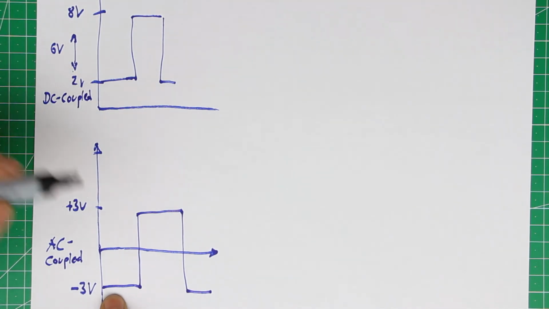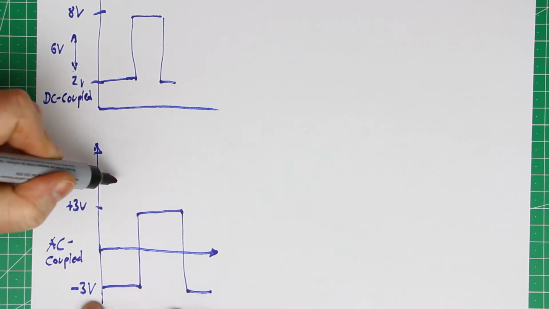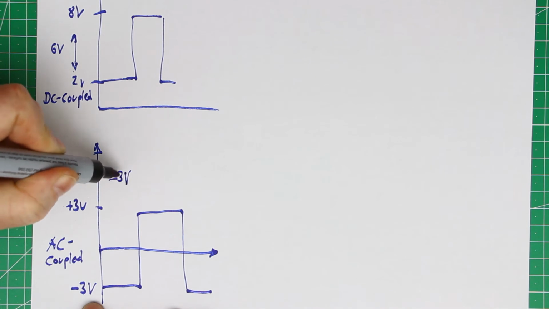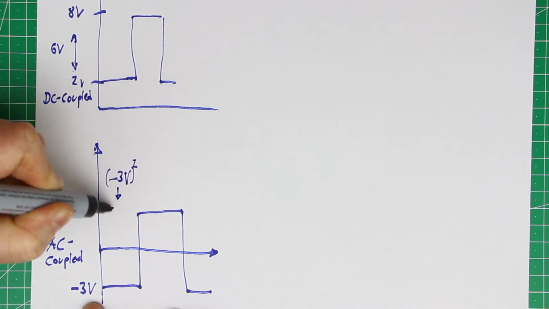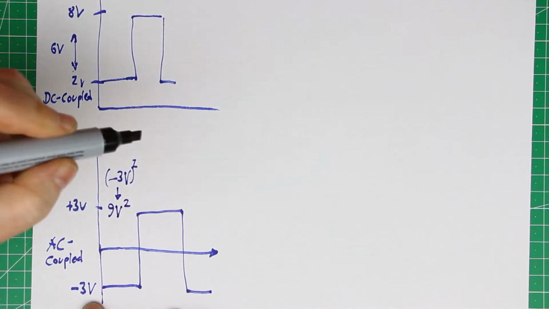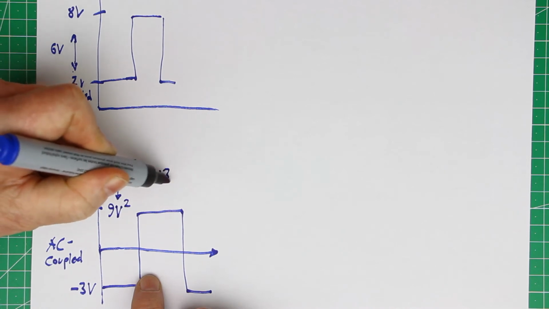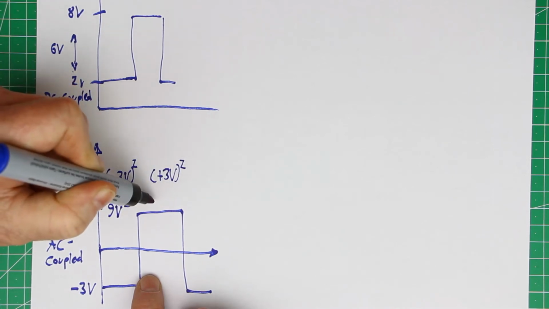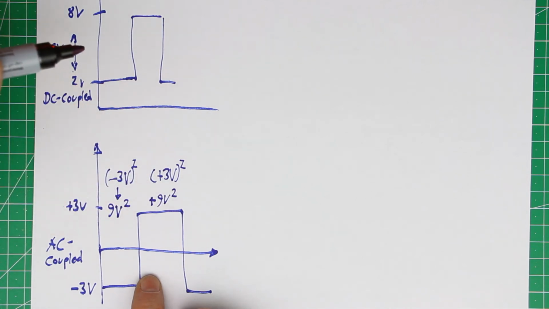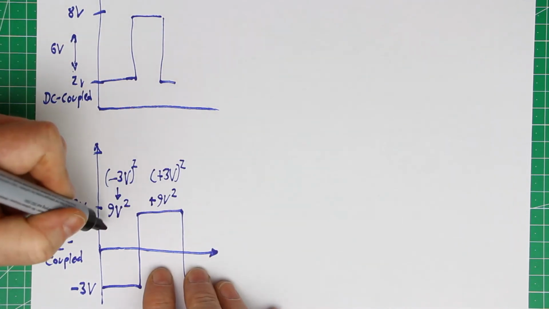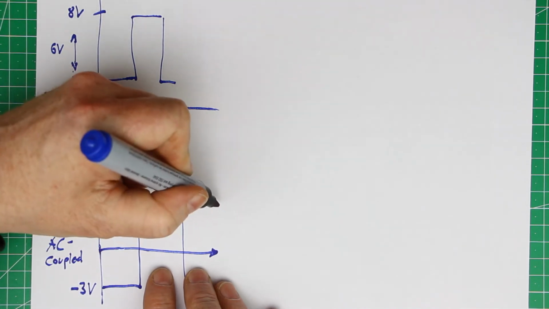Well, the first half of the signal we get -3 volts squared, and this gives us a square value of 9 volts squared. And the second half the same. Here we have +3 volts squared, which gives us also again 9 volt squared, and we again have to apply the factor of 0.5. And what do we get now?